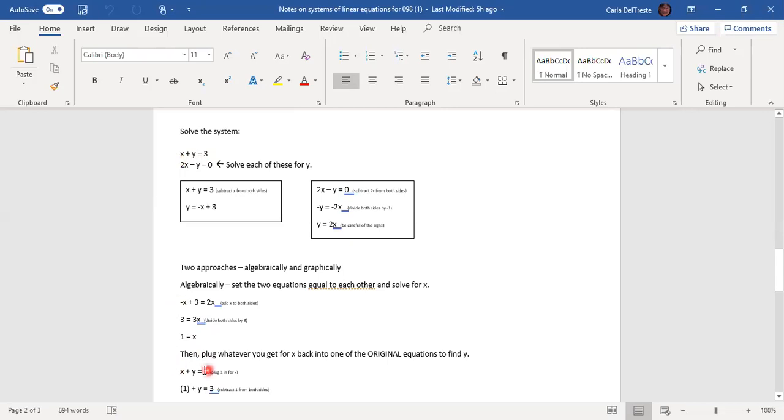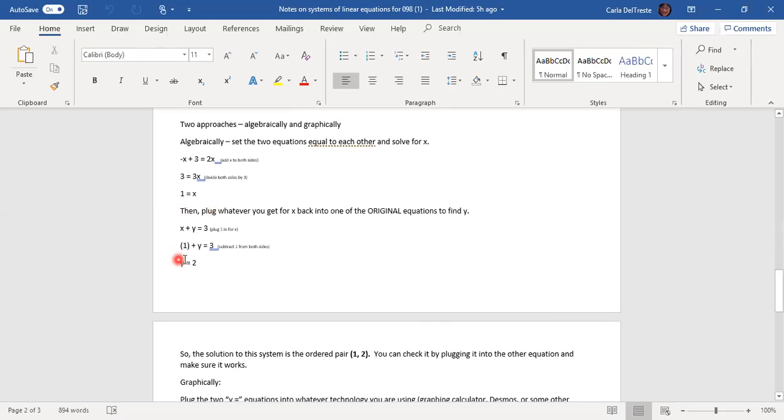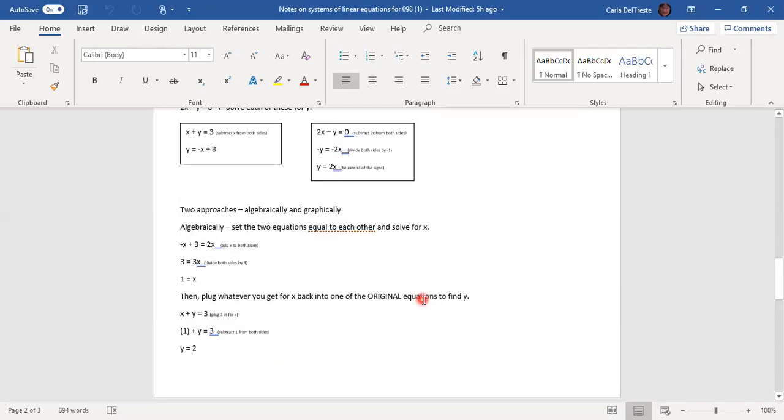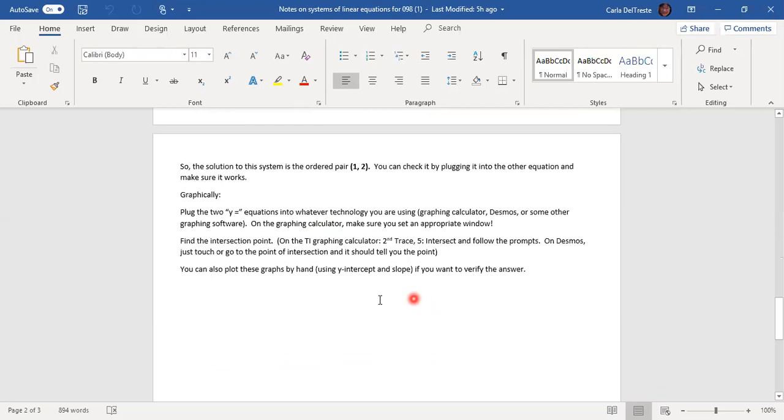So I took the first equation, I substituted 1 in for x, since that's what I got, and I found out that I get a y value of 2. So the point (1, 2) is a point that they both share. So that tells me that the solution to the system is the ordered pair (1, 2), and I can check it by plugging it in to the second equation and making sure that that works out. So you guys, you can try that on your own.